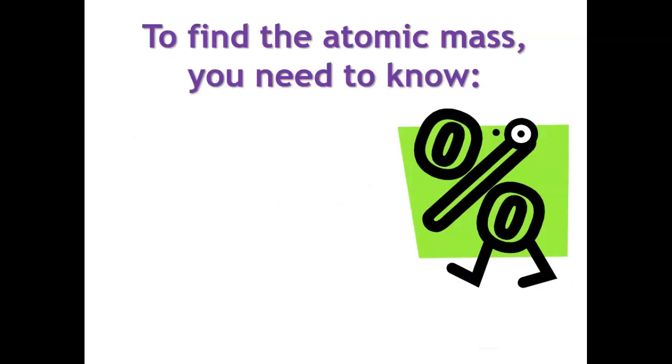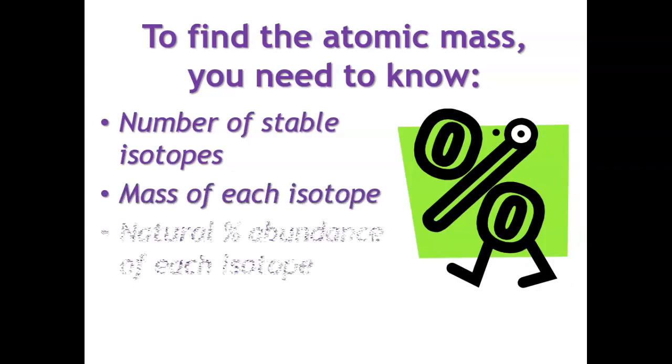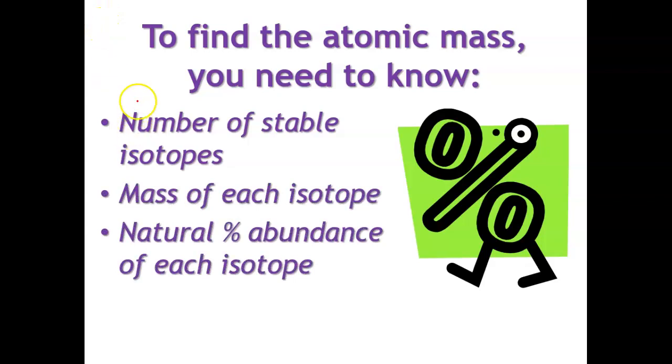To find the atomic mass, you'll need to know these three things, so write them down in your journal. We need to know the number of stable isotopes, the mass of each isotope, and the natural percent abundance of each isotope.